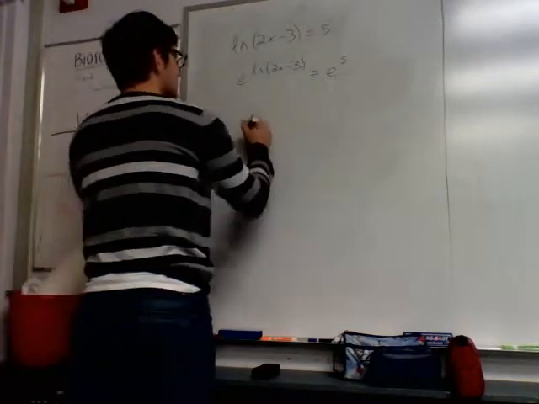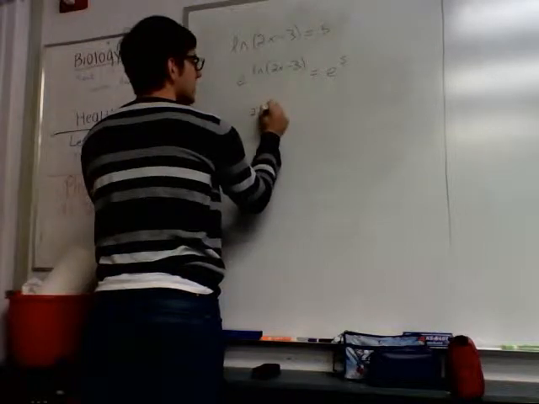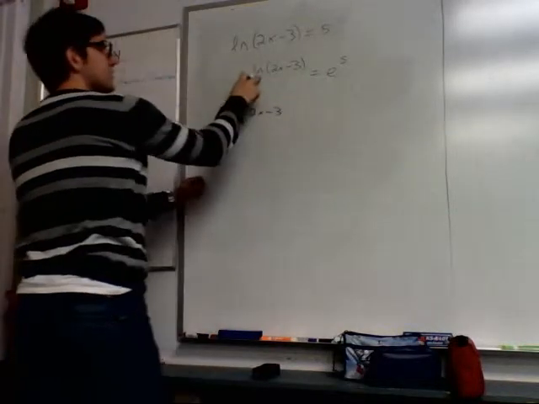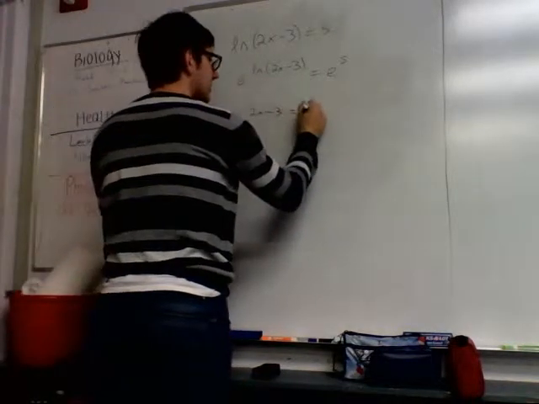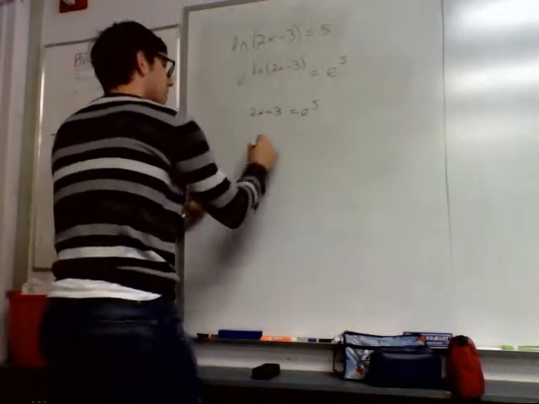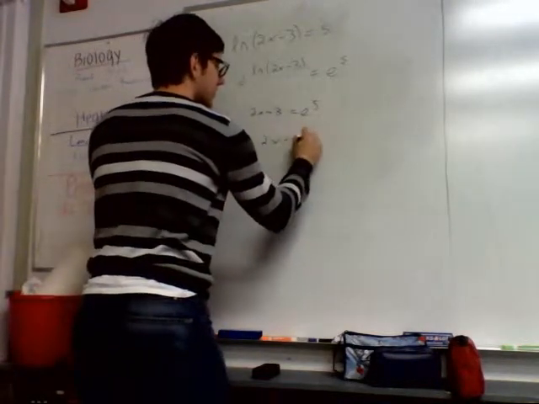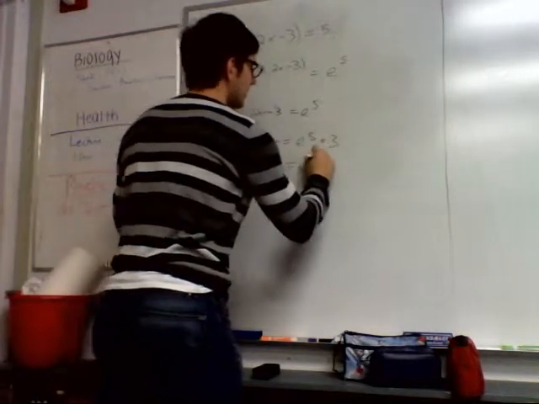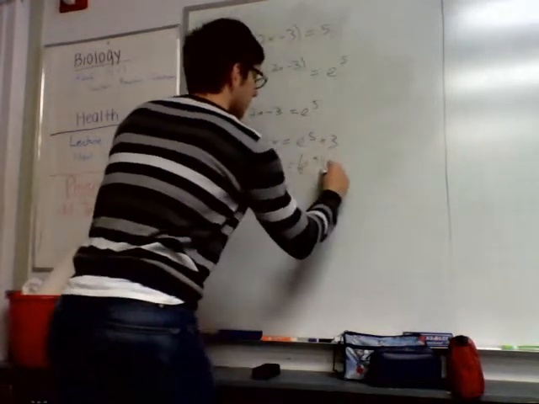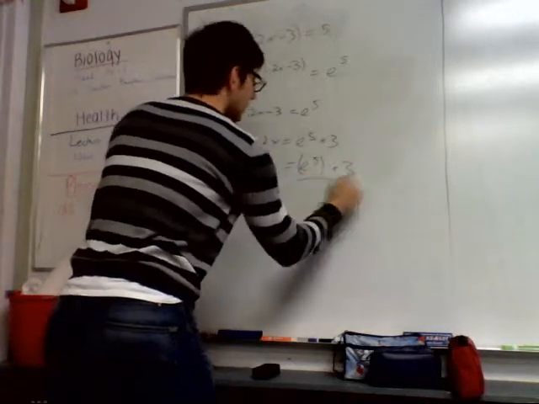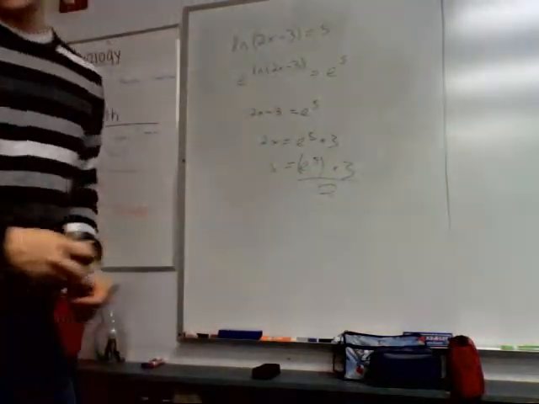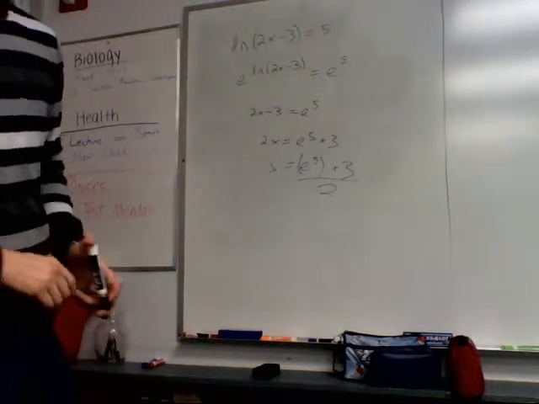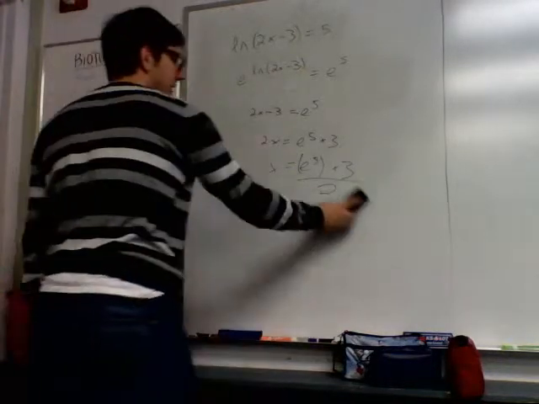If we break this down, now we have 2x minus 3. This is because these two cancel, not too bad, equals e to the fifth. So we have 2x equals e to the fifth plus 3. X equals e to the fifth plus 3 over 2, done, okay? I guess that answer is 75.707, okay?